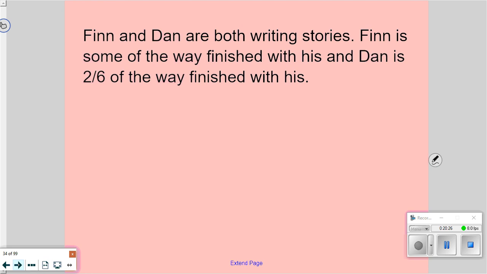Finn wrote more. How do you know that? Because it said Finn is some of the way finished and Dan is 2/6. Okay, well, what number is some? So we don't know who wrote more. Maybe we could change that to we're wondering who wrote more, Finn or Dan. We don't know how much Finn wrote. It just says some. That could be a little, that could be a lot.